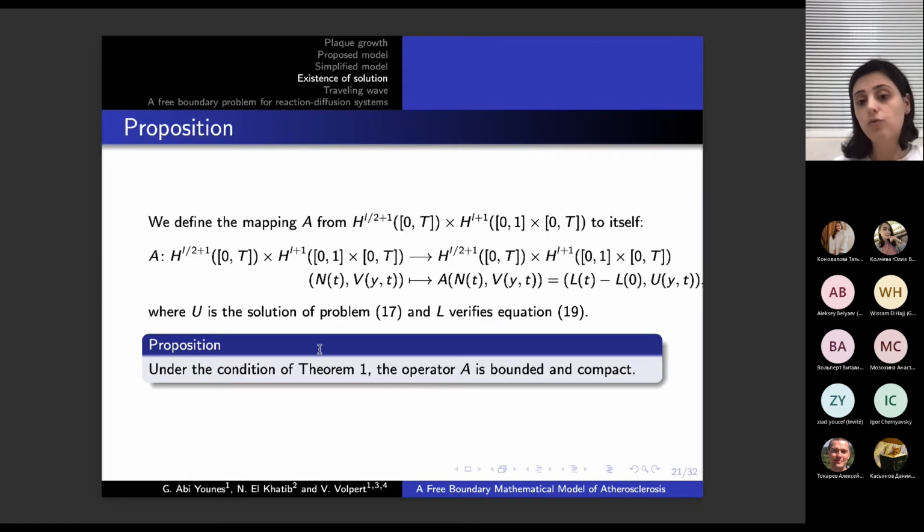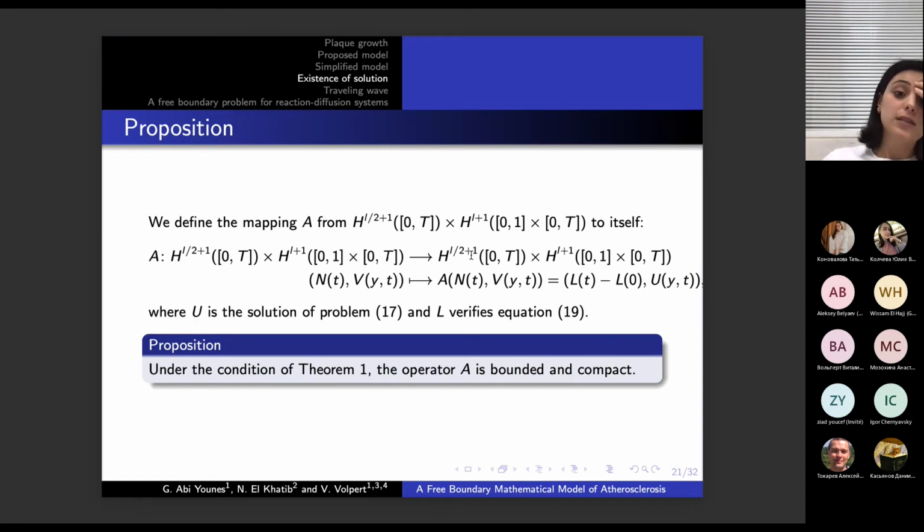So why do we need to know the space of L? Because we want to define an operator. This operator maps N and V to L minus L at 0 and U. These terms N and V were introduced to remove the nonlinear terms. This operator maps the pair N, V to L minus L0 and U. N and V belong to spaces of order less than the order of spaces of L of T and U.